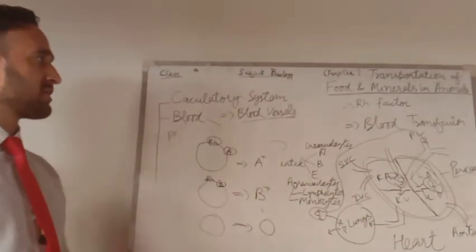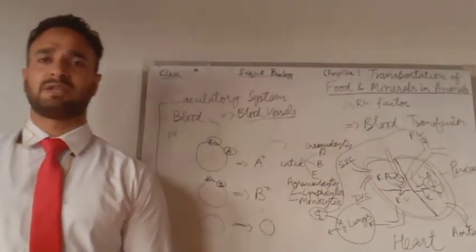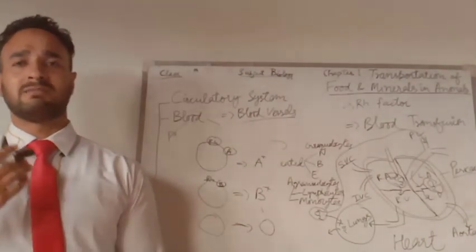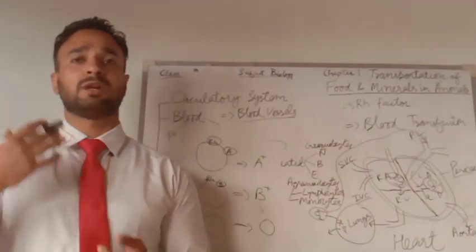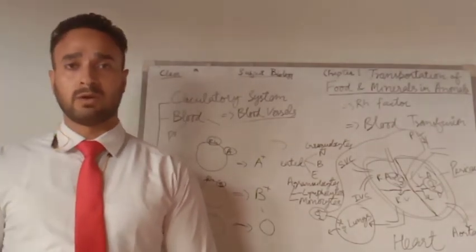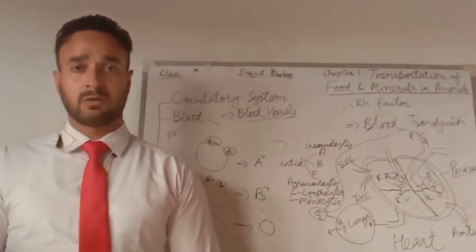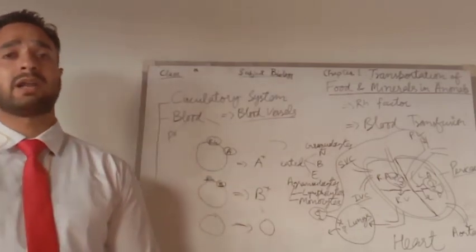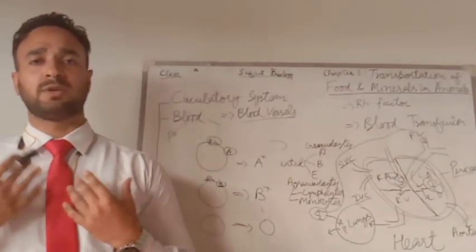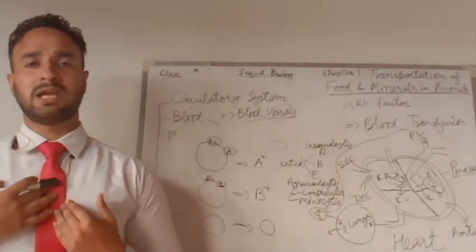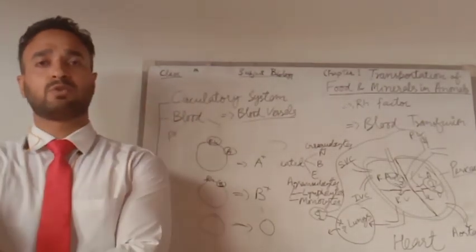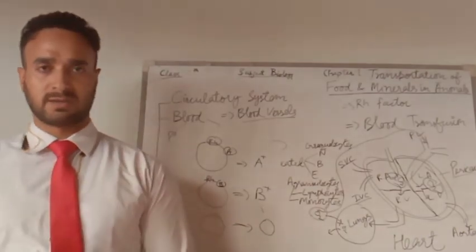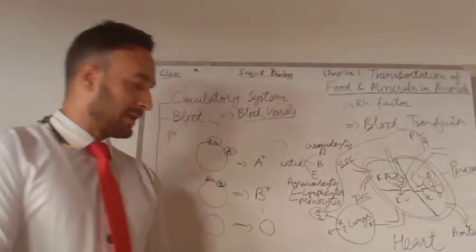Okay, now let's talk about the blood transfusion. Blood transfusion is always between similar blood groups. For example, an A person can donate blood only to an A person or AB person. Actually, AB blood group is the universal acceptor, because AB blood group can receive blood from all the A blood group, B blood group, O blood group persons. Okay, let me explain you.